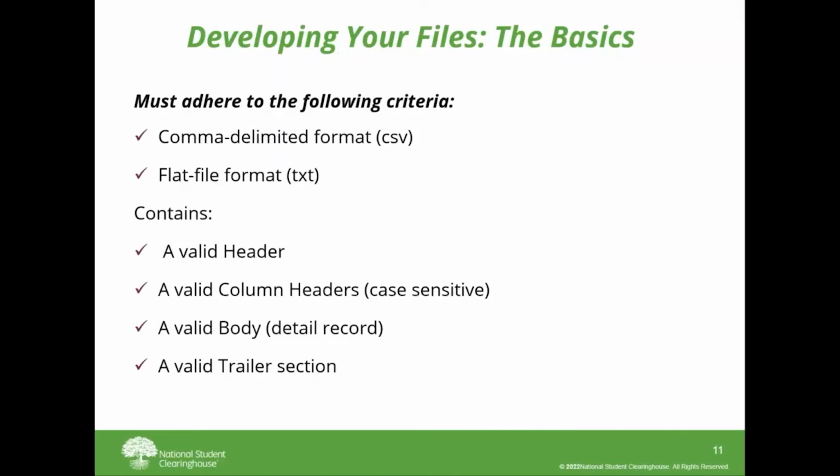Each file contains the following sections. The header record identifies the sending organization and the file type. The column header row is the second row of the data file, and the labels are case sensitive. Please make sure that you follow these guidelines carefully and check for spelling. The detail record is where all the student records are stored. And finally, the trailer record, which identifies where the data ends in your file.